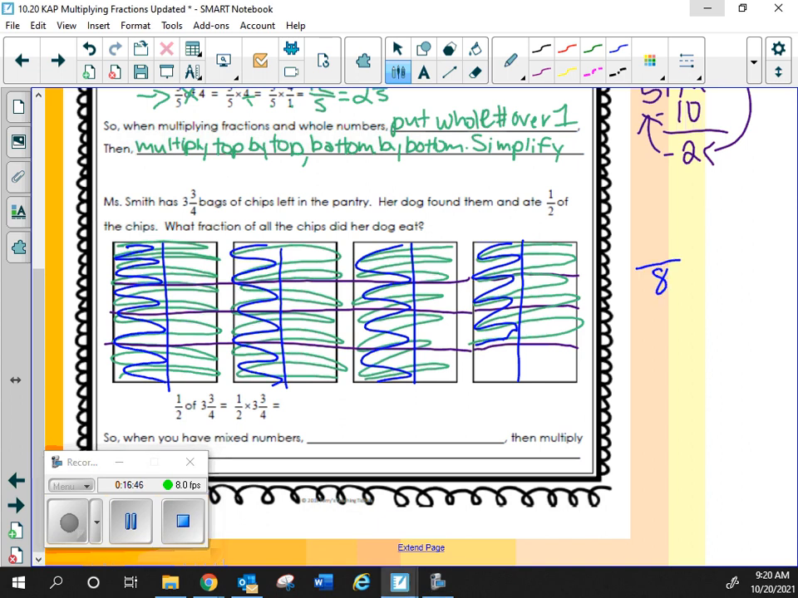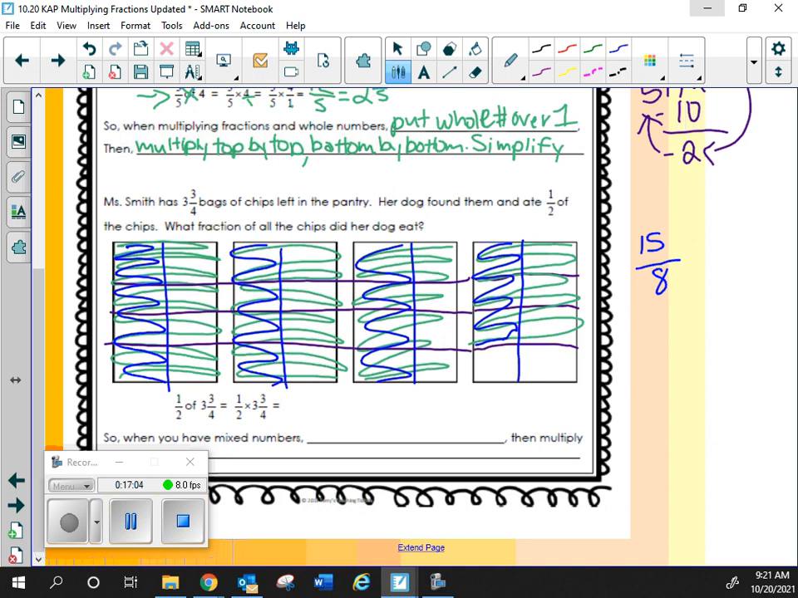Okay, now let's figure out how many eighths he had. So there's 4, there's 4, there's 4, and there's 3. So let's make a total of 4, 4, 4. That's 12 plus 3 is 15 eighths. And if you count it, that's how many there would be.